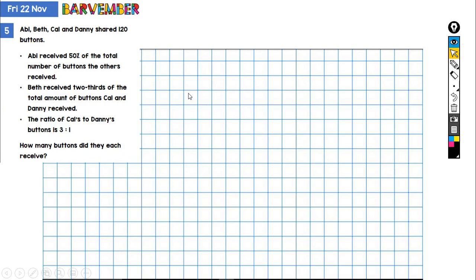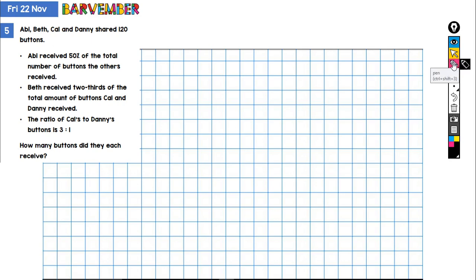Abby, Beth, Cal and Danny shared 120 buttons. Abby received 50% of the total number of buttons that the others received. Beth received 2/3 of the total amount of buttons Cal and Danny received. And the ratio of Cal's to Danny's buttons is 3:1. Okay, and the question we're asked is how many buttons did they each receive?